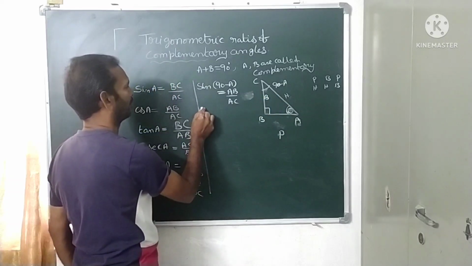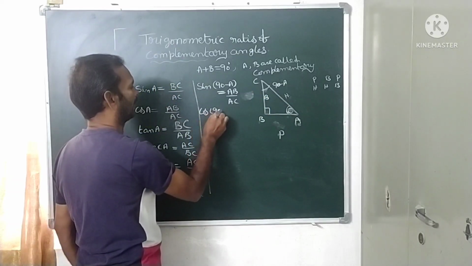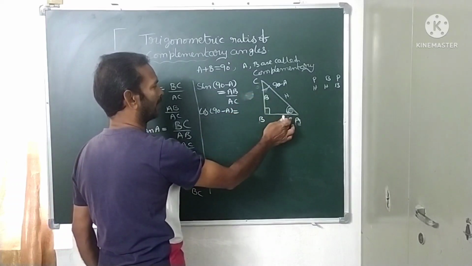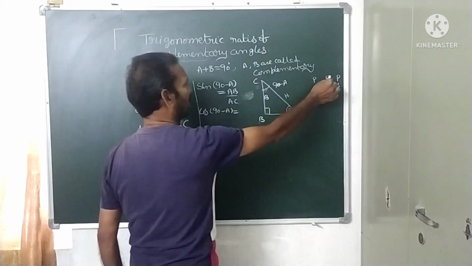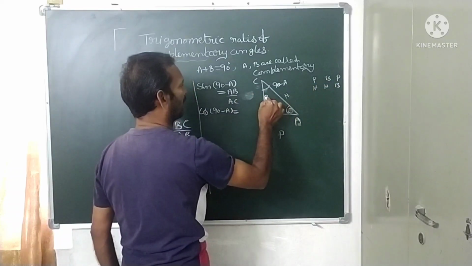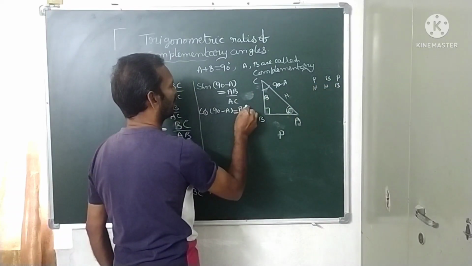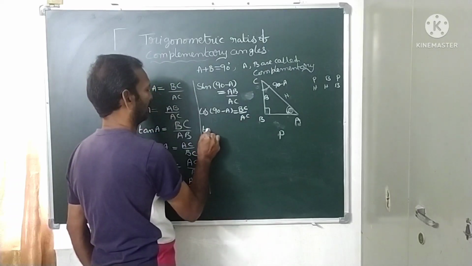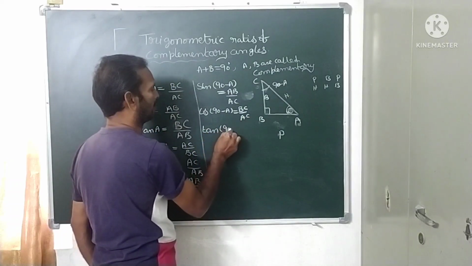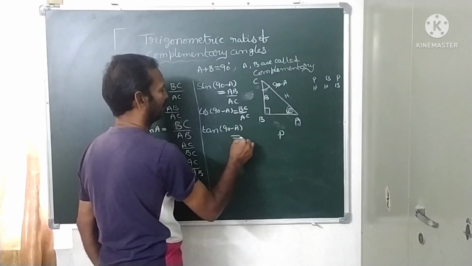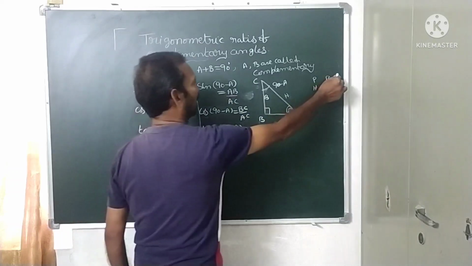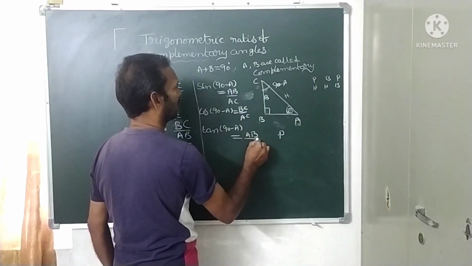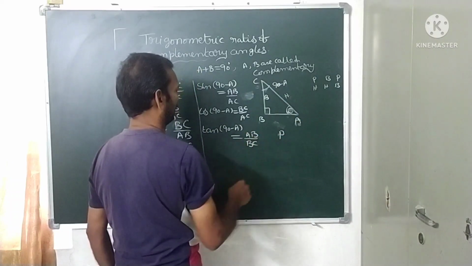Now cos of 90 minus A. From here you see, not from here. Cos is base by hypotenuse, base BC, hypotenuse AC. Tan of 90 minus A. Tan is perpendicular by base, perpendicular AB, base BC.